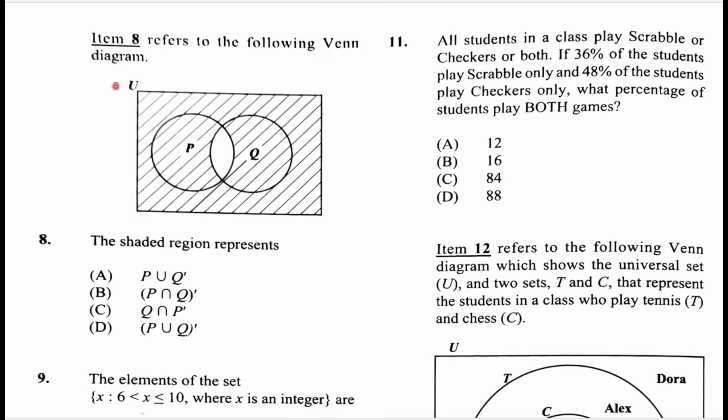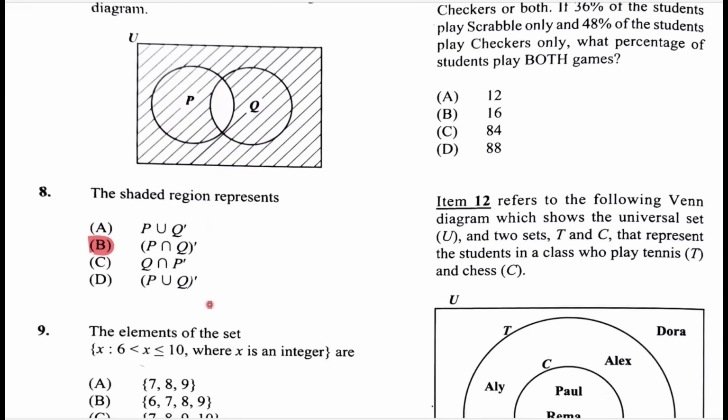Item 8 refers to the following Venn diagram. The shaded region represents, you can see everywhere is shaded but the intersection. So P intersect Q would be here, but the complement would be everywhere else shaded. So B is the answer for this one, where everywhere is shaded but the intersection. So complement would refer to that. So that's B.